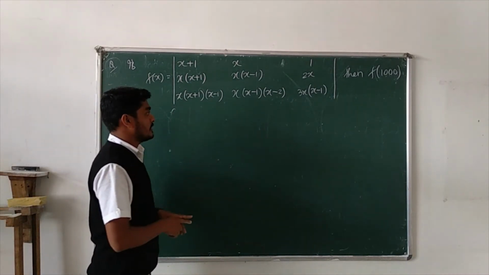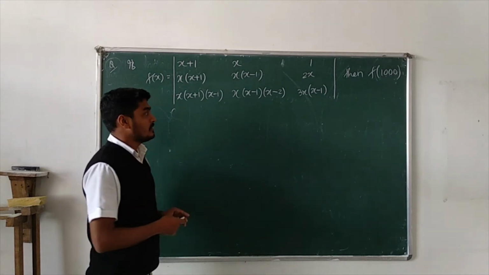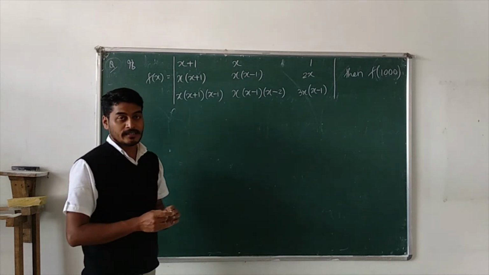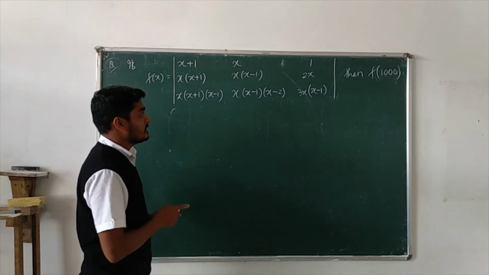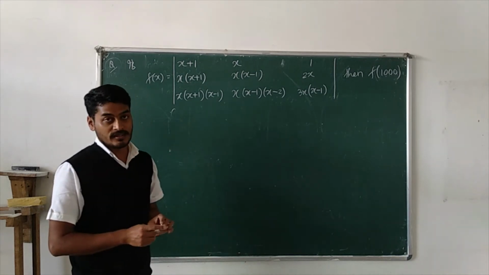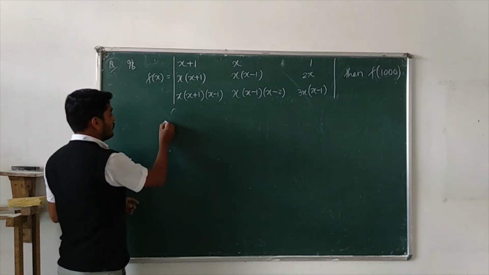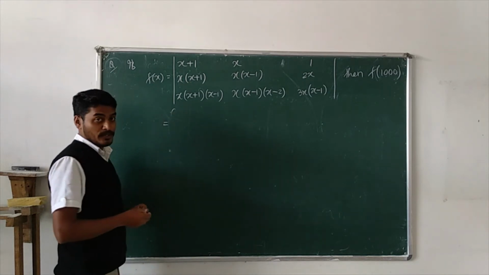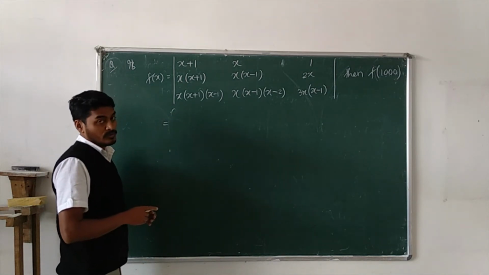So here in this lecture, I have selected one question for you. The question is from your determinant chapter. Here a determinant is given. You have to find the value of f of 1000. So f of x is given. If we observe carefully, we will try to simplify in such a way that we get the value of f of 1000.